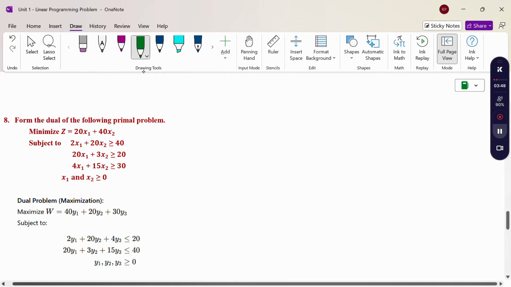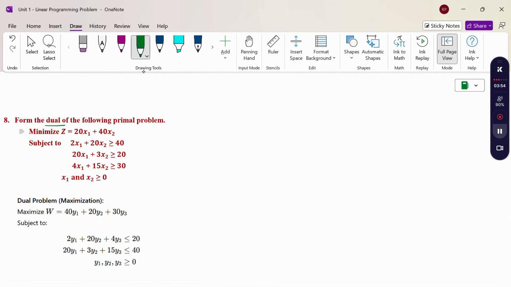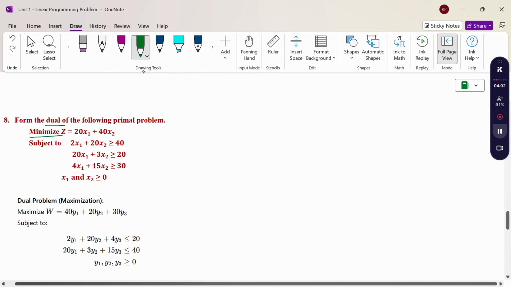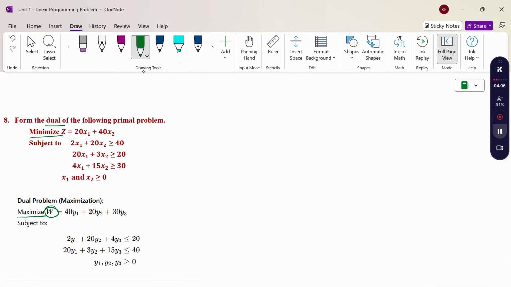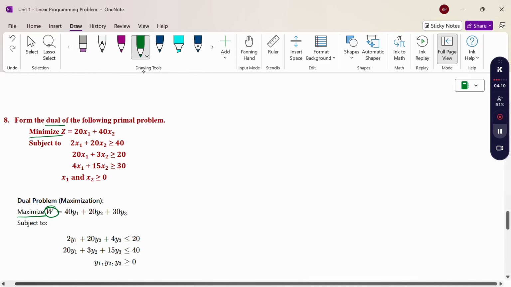Now, to convert this primal into the dual. First of all, the minimize changes into a maximize in the dual problem. For this notation we can use any one: y or z or w. Z is already used, so we can use w or capital Y.